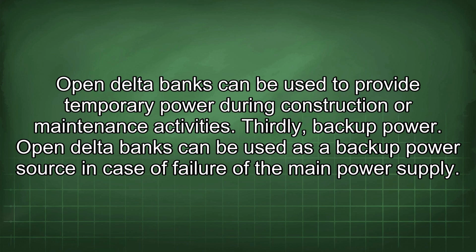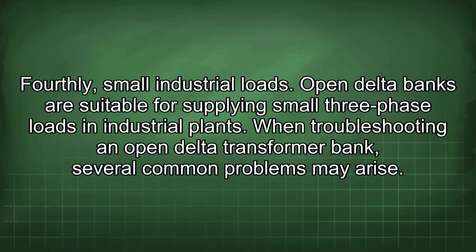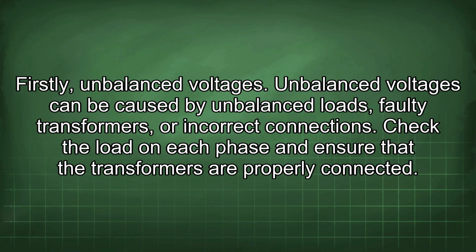Thirdly, backup power. Open delta banks can be used as a backup power source in case of failure of the main power supply. Fourthly, small industrial loads. Open delta banks are suitable for supplying small 3-phase loads in industrial plants. When troubleshooting an open delta transformer bank, several common problems may arise. Firstly, unbalanced voltages. Unbalanced voltages can be caused by unbalanced loads, faulty transformers, or incorrect connections. Check the load on each phase and ensure that the transformers are properly connected.